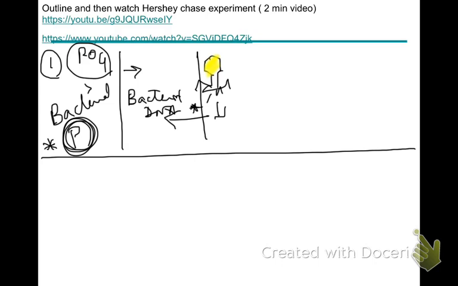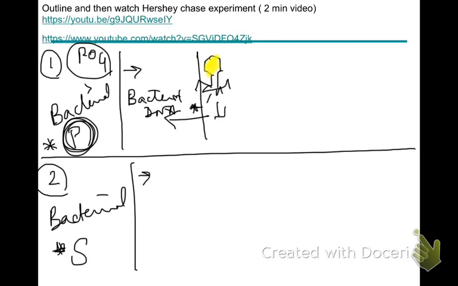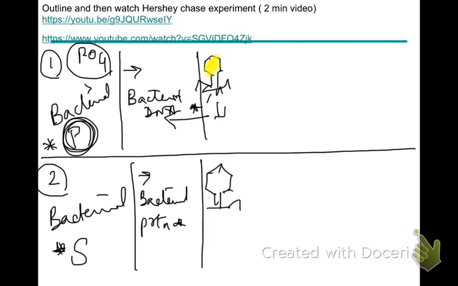Now likewise, on the other hand, another batch of bacterial host is grown with radioactive sulfur. What is the outcome of that? All of the bacterial proteins are radioactively labeled. And so when I have a bacteriophage infect this bacterial host, the bacteriophage will have its entire capsid radioactive.